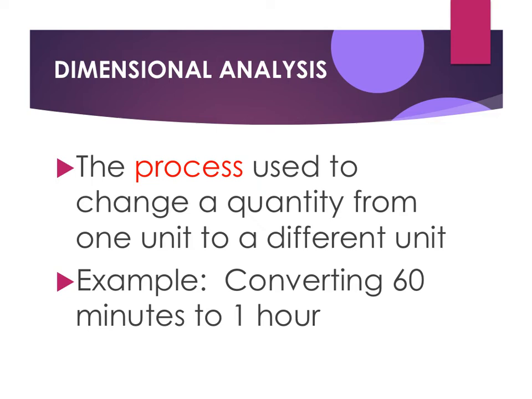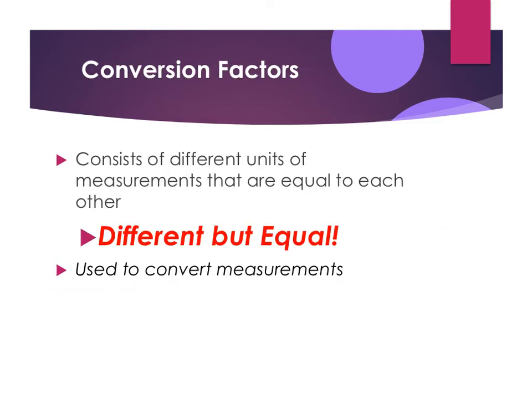So for example, if we wanted to convert 60 minutes into how many hours, we would need some kind of conversion process. We're going to use a series of what we call conversion factors. They basically look like fractions. These conversion factors should have two different units, but those measurements must be equal. So, for example, you could use 60 minutes and set that equal to 1 hour, but you would never say 60 minutes is equal to 2 hours. So 60 minutes over 1 hour would be a valid conversion factor, but 60 minutes over 2 hours would not.